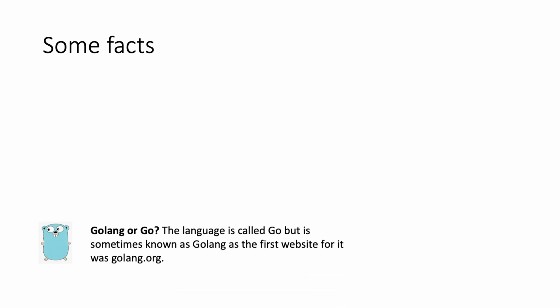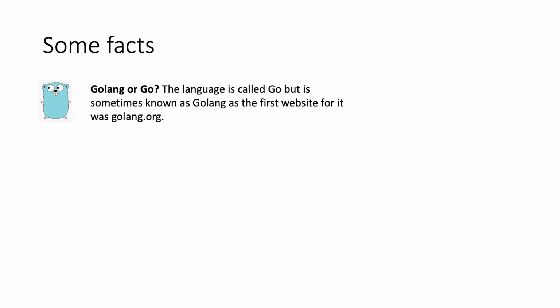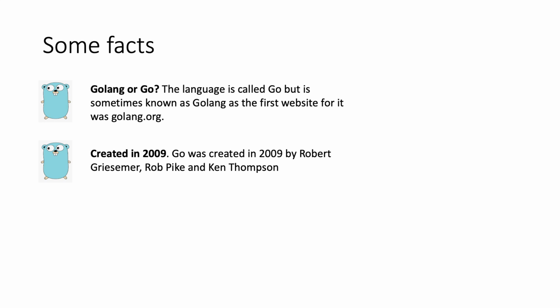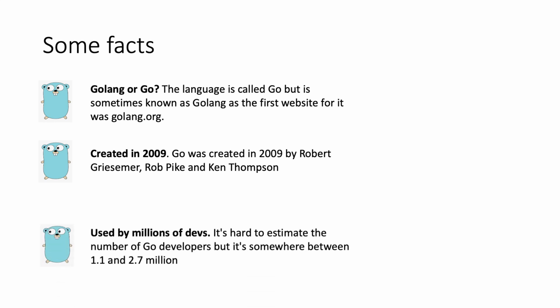Let's begin. Let's talk about Go, the programming language, and some facts. First off, you might have heard that Go is referred to sometimes as Golang and sometimes as Go. And which is it? Well, the language is called Go, but the very first website to ever be developed featuring Go was called Golang.org. So if you go to Stack Overflow or just Google anything about Go, you will find what you need by typing either Go language or Golang. Go was created in 2009. It was created by Googlers Robert Griesemer, Rob Pike, and Ken Thompson.